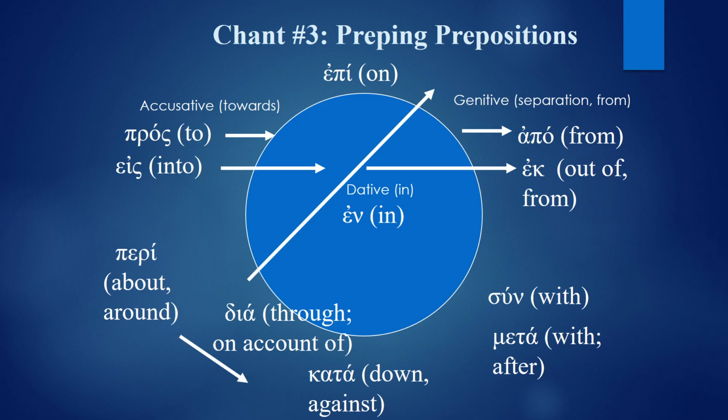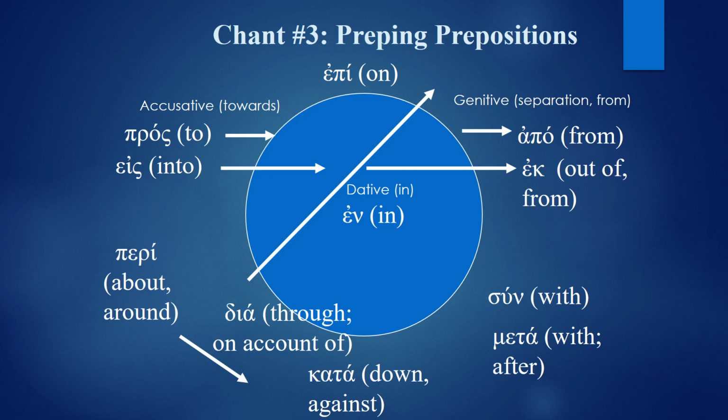Pros, you take your left hand and come at your body with your index finger pointing out, means to. Pros. Eis means into, and so you take your index finger into where your body is. Eis is into. Then dia means through, and so you take your hand from the lower left up to the upper right and go through your body with your finger.